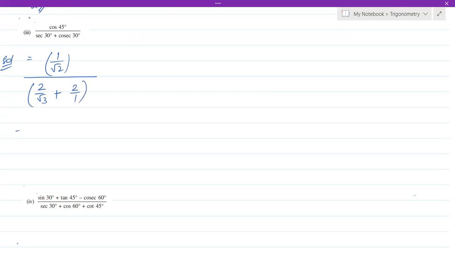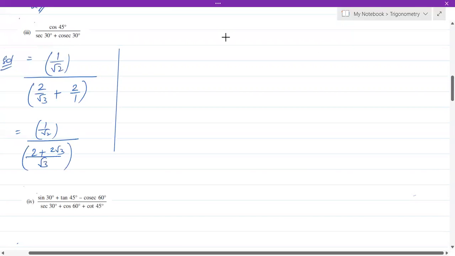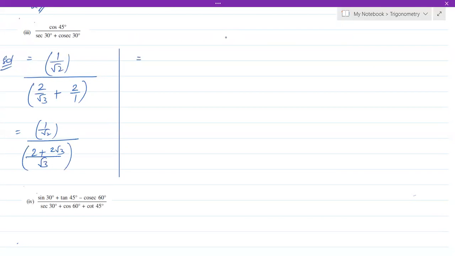Okay. So let's take the LCM in the denominator. 1 by root 2 as it is. Multiply root 3 into 1 is root 3. Crisscross. 1 into 2 is 2. Plus 2 into root 3 is 2 root 3. Okay. Now in the next step, 1 by root 2 as it is. Reciprocal. It will become root 3 by 2 plus 2 root 3.